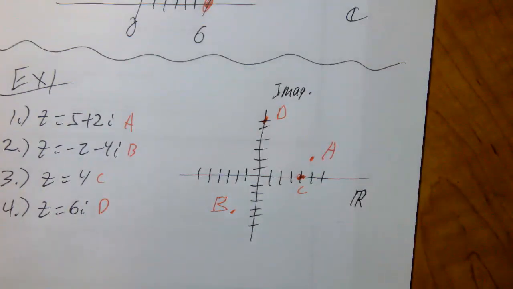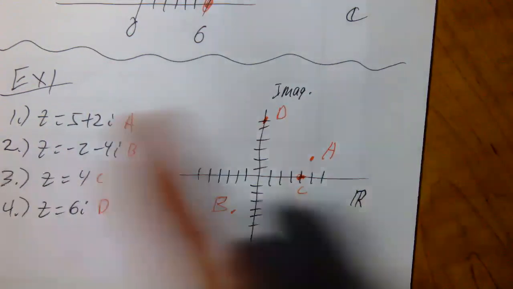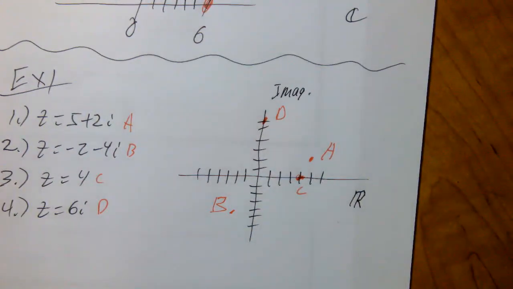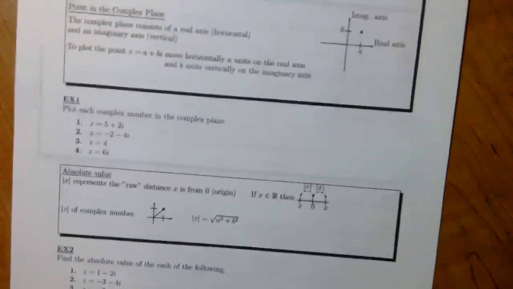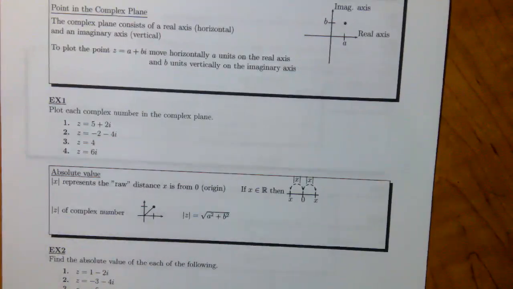Right? So pretty straightforward. I don't think that's too tricky. But it is kind of a new idea, the ability to actually plot a complex number. Left-right is the real part, and then up-down is the imaginary part. So pretty straightforward. Okay, now it turns out we can do all kinds of things with complex numbers.